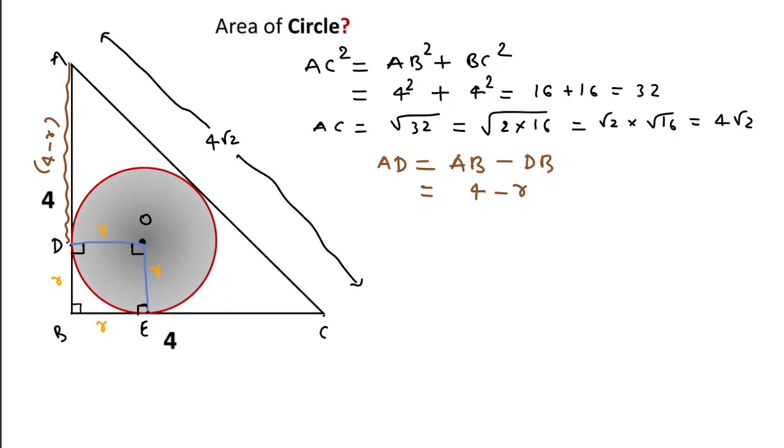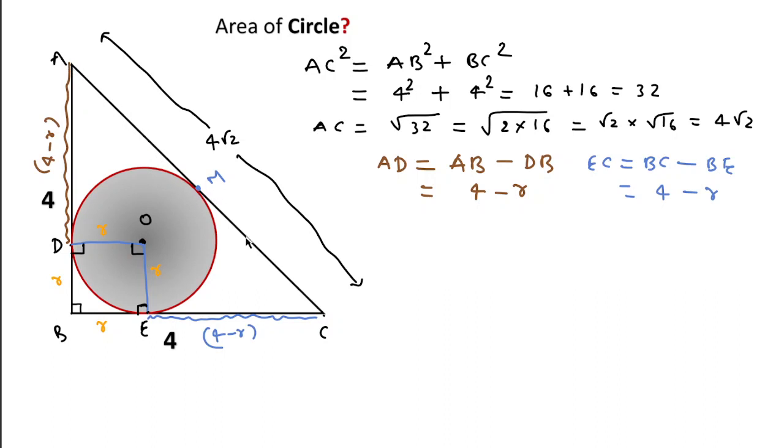In the same way, if we want to find the length of this EC, then EC equal to what? EC equal to BC minus BE. BC is given 4 units, so this is 4, and BE is r, so this will also be 4 minus r. And if we consider this point as M, what will be the length of this AM? This M is actually a point of tangency also. What will be the length of this AM and MC?